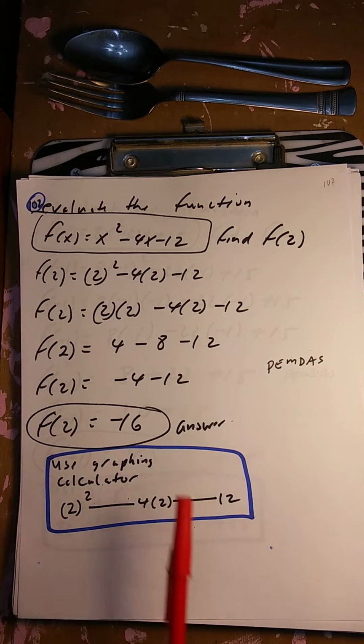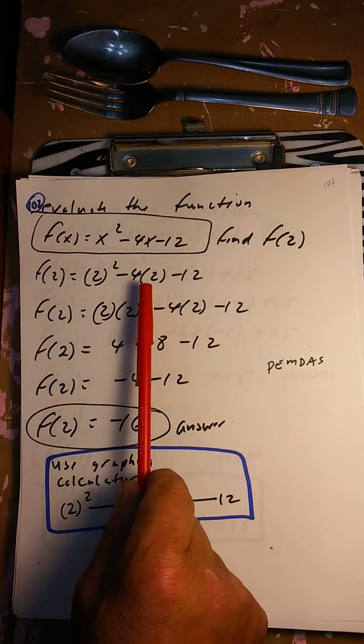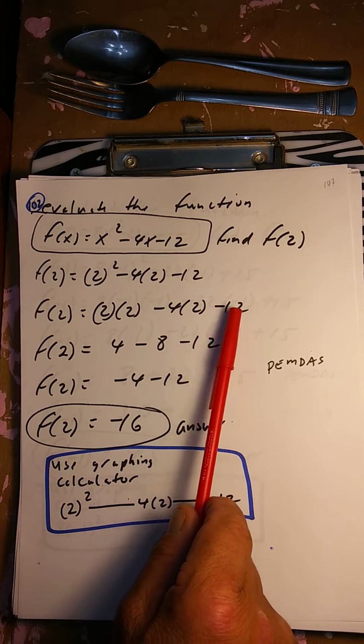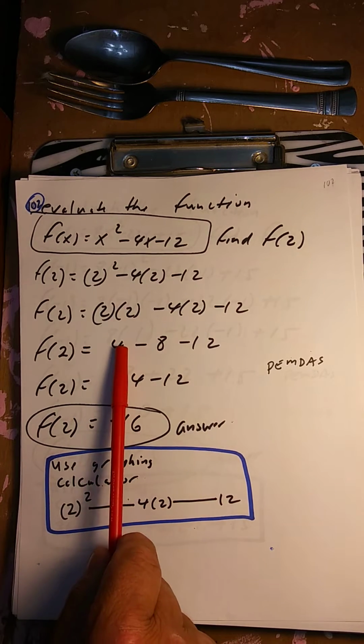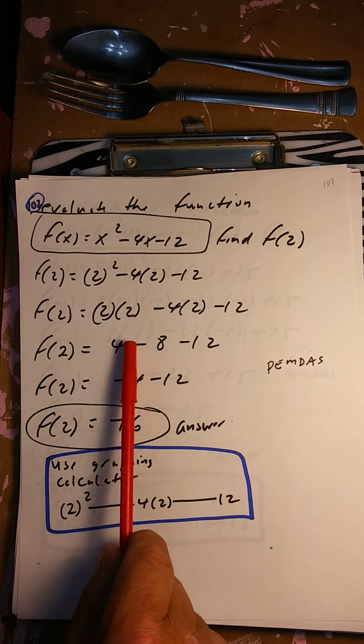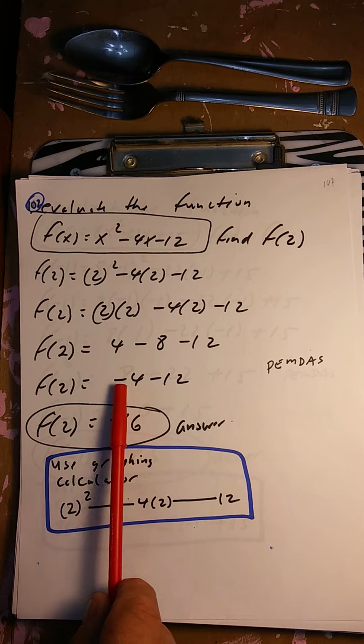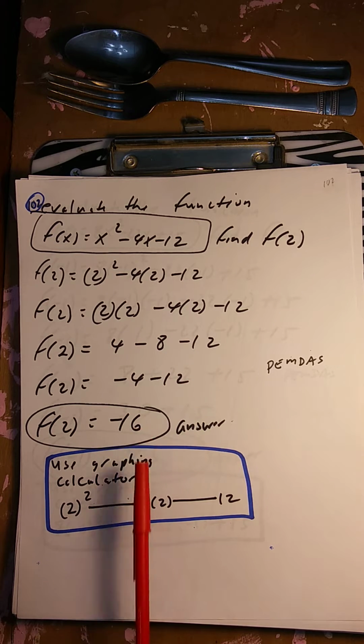Find f of 2. Put it in there. Put 2 there. Put 2 there. So 2 squared means 2 times 2. And negative 4 times 2 right here. Bring it down. This times this is 4. Negative 4. Negative times positive, negative 8. So now this right here is the negative 4. Bring the 12, negative 12 down. Negative 4 and negative 12 is a negative 16.